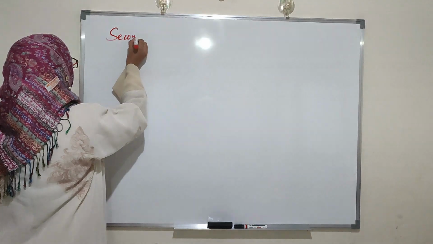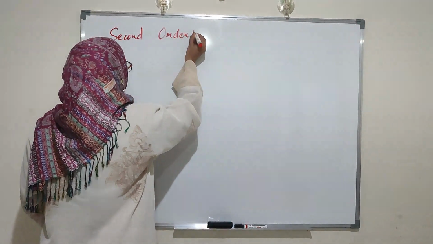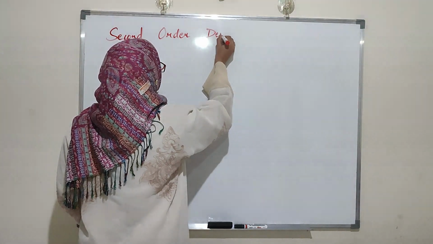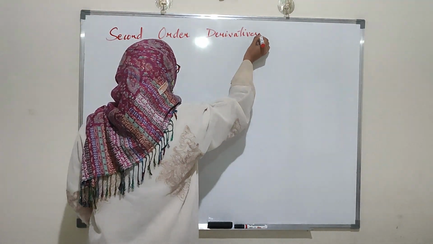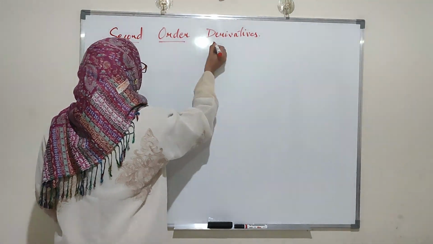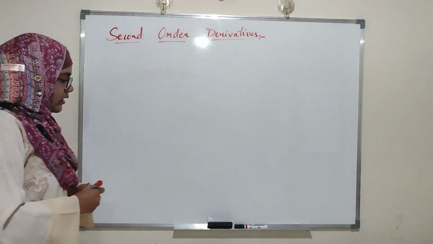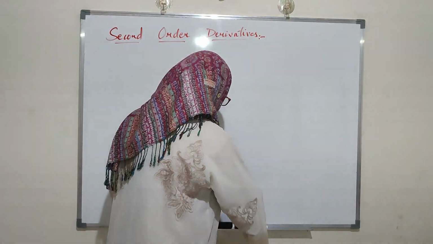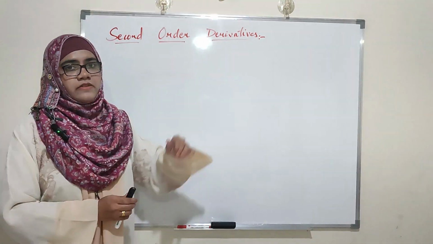Right, second order derivatives. So in second order derivatives, we are differentiating twice. That's why it is known as second order derivatives.